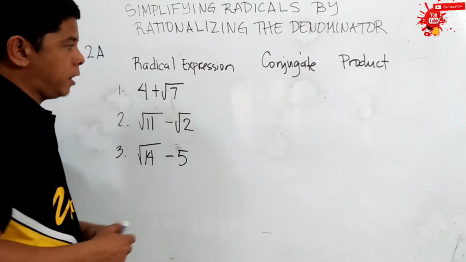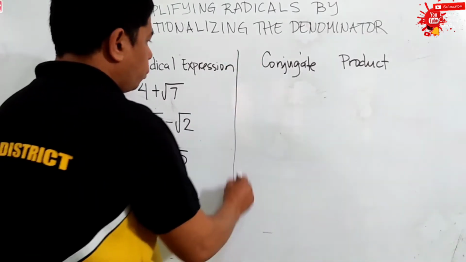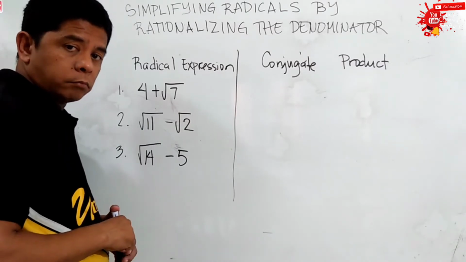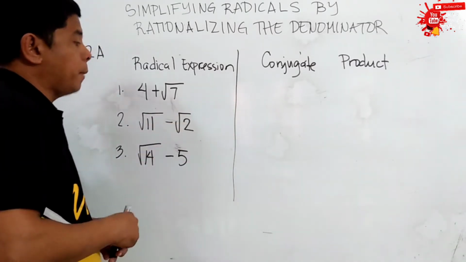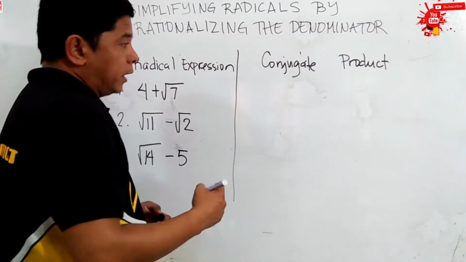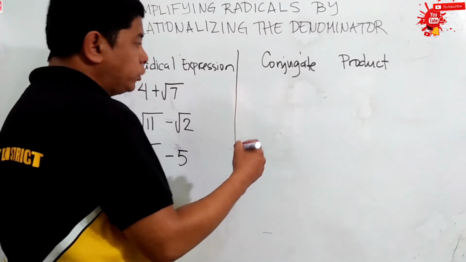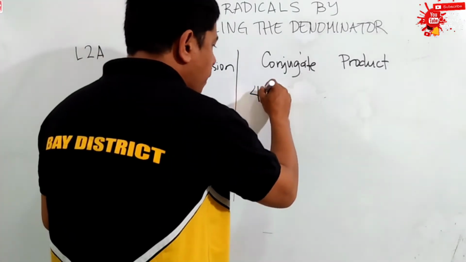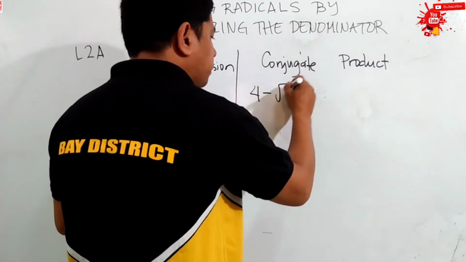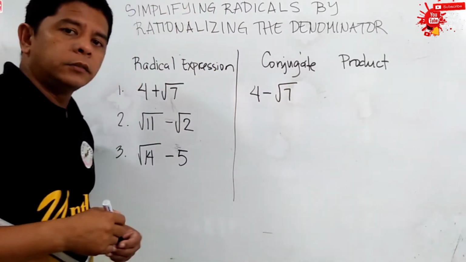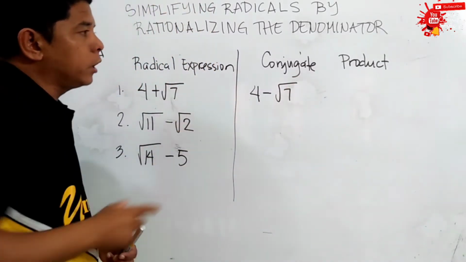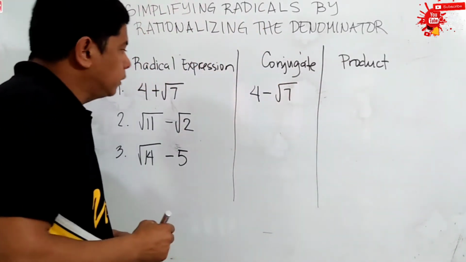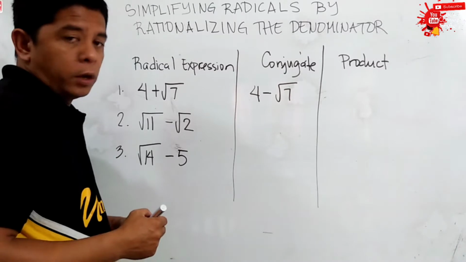Okay. So, conjugate. What is the conjugate of 4 plus square root of 7? Okay, tama. Ang conjugate niyan, ang kapartner niyan is 4 minus square root of 7. Ngayon, ano yung product niyan?